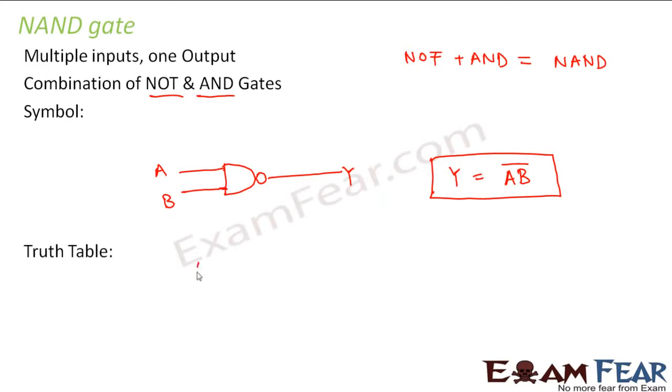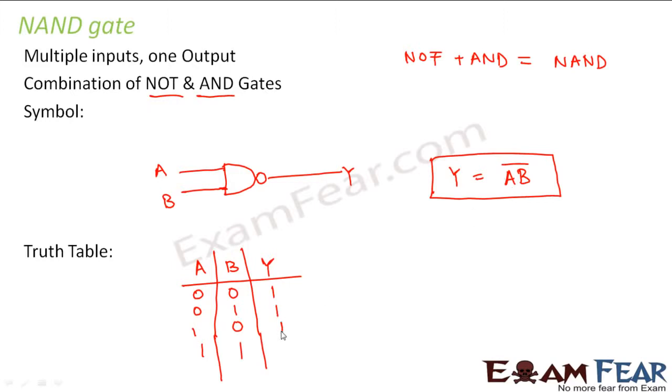So how will the truth table of a NAND gate look like? It will be somewhat like this. 0, 0, 0, 1, 1, 0, 1, 1. These are the possible combinations. When both are 0, what will happen? AB will be 0. Invert of 0 will be 1. Now 0, 1, AB will be 0, but invert will be 1. Similarly, 1, 0, 1 into 0 will be 0, but inverted will become 1. 1 into 1 will be 1, but when inverted it will become 0. So this is the truth table of the NAND gate.